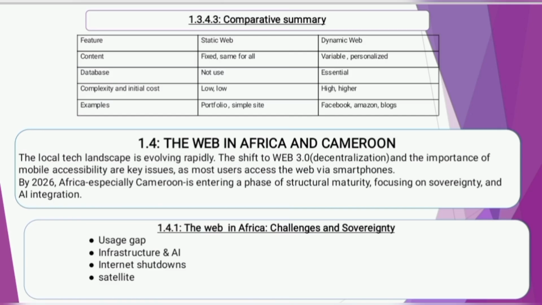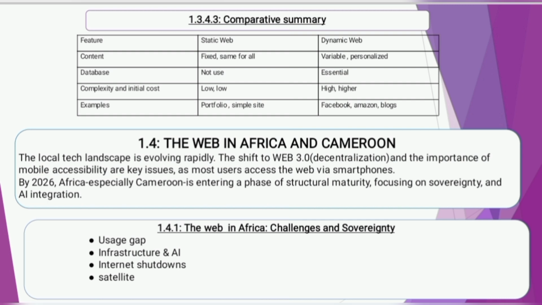We equally have the comparative summary for the static web and dynamic web as seen on the screen. We now move to the web in Africa and Cameroon. The local tech landscape is evolving rapidly. The shift to Web 3.0, that is decentralization, and the importance of mobile accessibility are key issues, as most users access the web via smartphones.